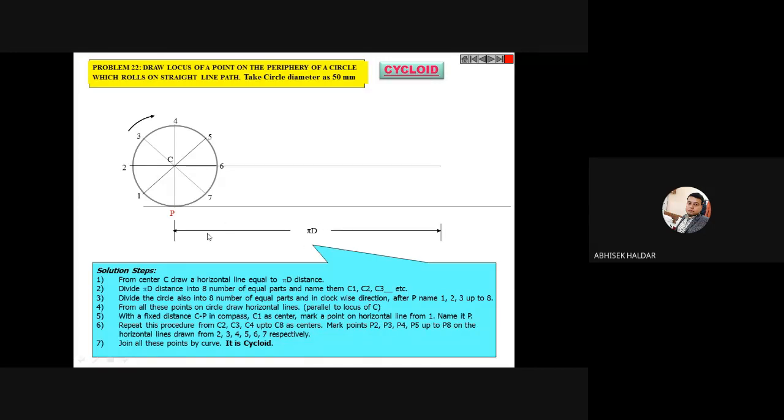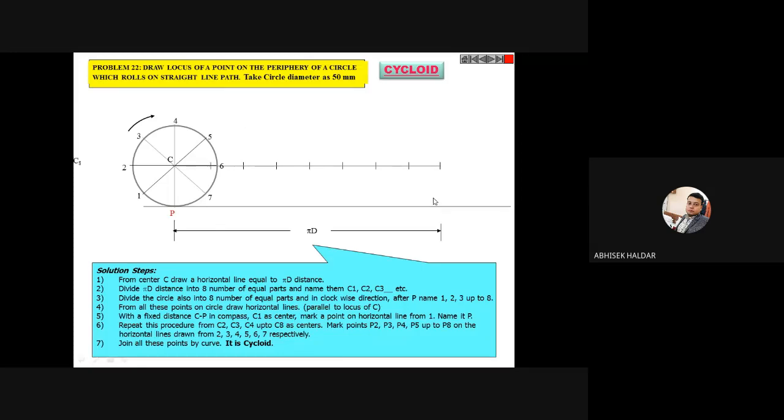Now once you have taken this pi d, you cut the same length on this central line also. This line is called the central line, which is passing through this center C. Now you have to divide this pi d length. Basically pi d is starting from this point to this point, that means from this C point to this end point. End point means just take a vertical line over here so that you will get the end point on the central line also. This pi d distance you have to divide into 8 equal parts.